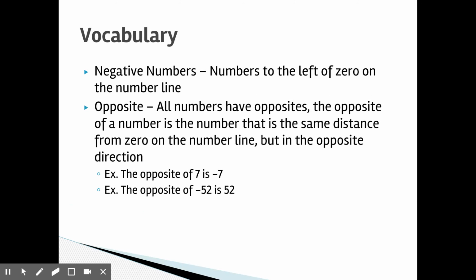Vocabulary terms. Remember, write these in your notebook. Negative numbers are numbers less than or to the left of 0 on the number line. Opposite. All numbers have opposites. The opposite of a number is the number that is the same distance from 0 on the number line, but in the opposite direction. So for example, the opposite of positive 7 is negative 7, and the opposite of negative 52 is positive 52.